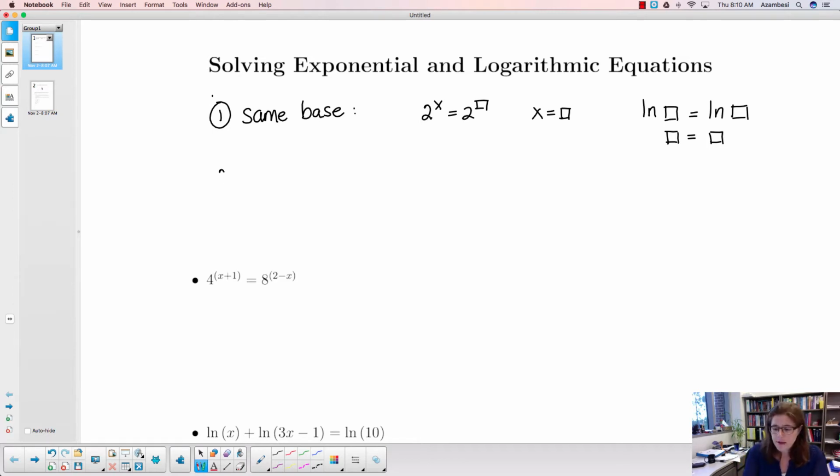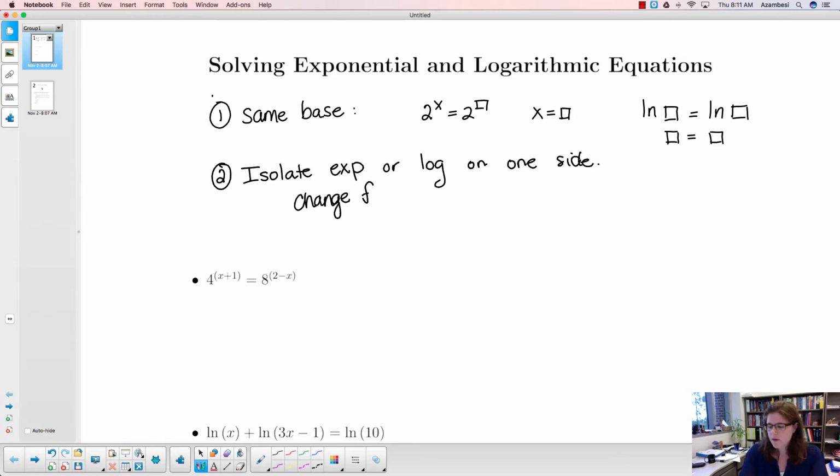So if you can't, then option 2 is to isolate either the exponential part or the log part on one side, and then change forms. So if you're working with an exponential equation to start with, then you'd convert it to logarithmic form. If you're working with a logarithmic equation to start with, you'd convert it to exponential form.